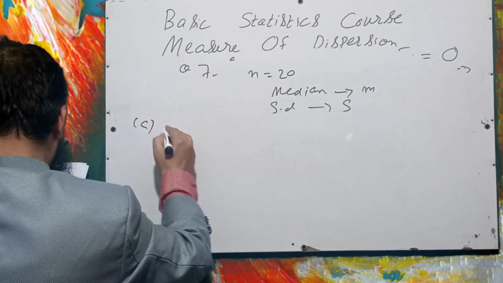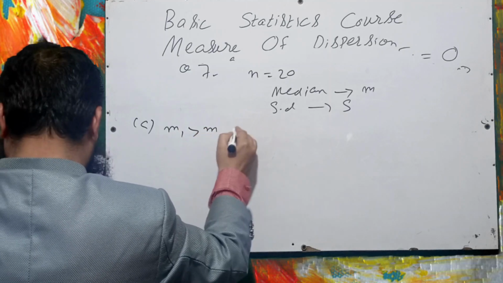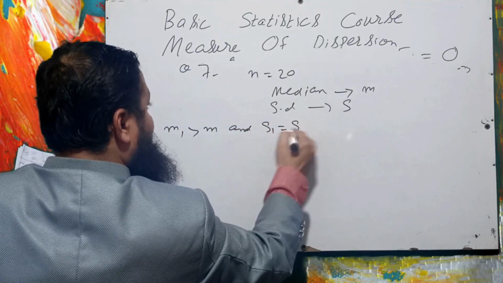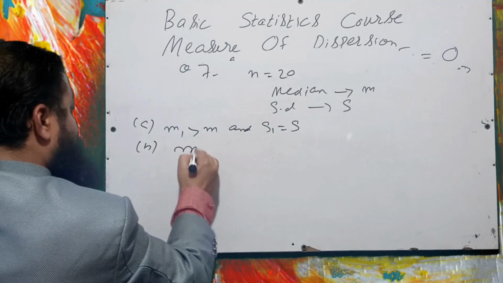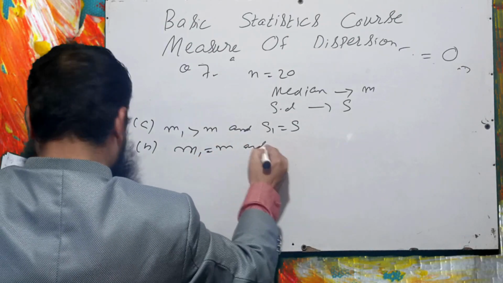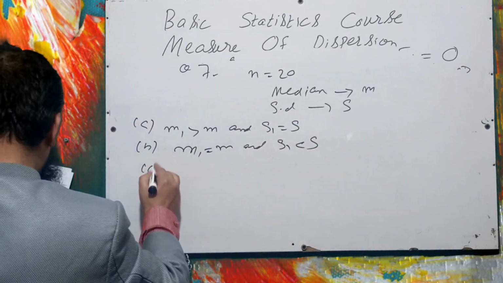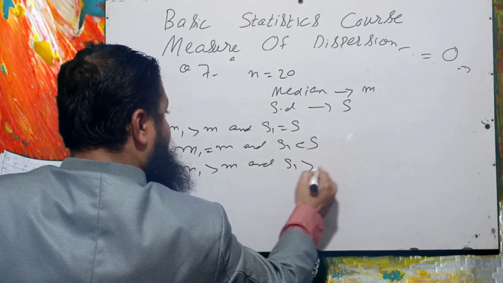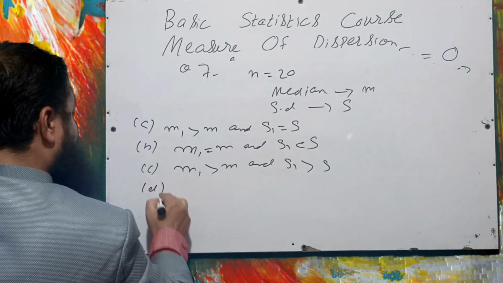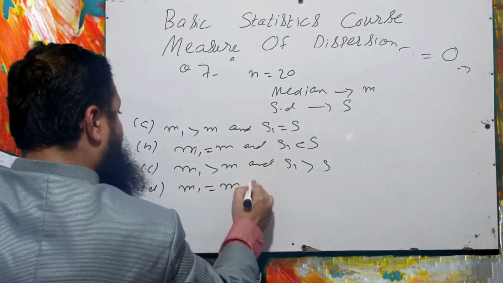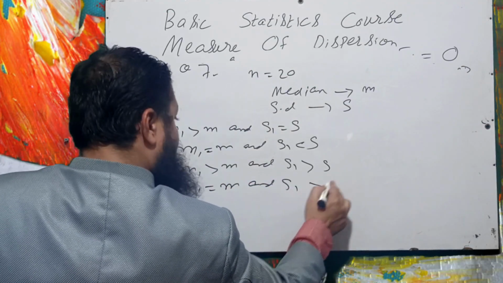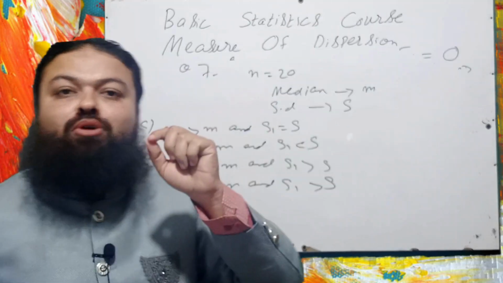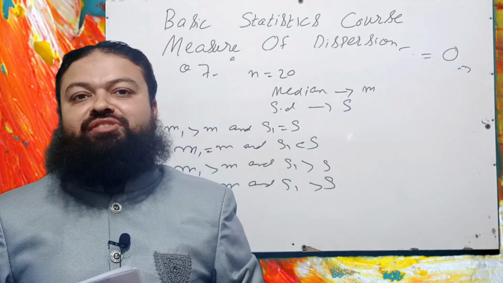The options are: A part, m1 greater than m and s1 equal to s. B part, m1 is equal to m and s1 less than s. C part, m1 greater than m and s1 greater than s. And D part, m1 is equal to m and s1 greater than s. A very important multiple choice question for all the papers of statistics.